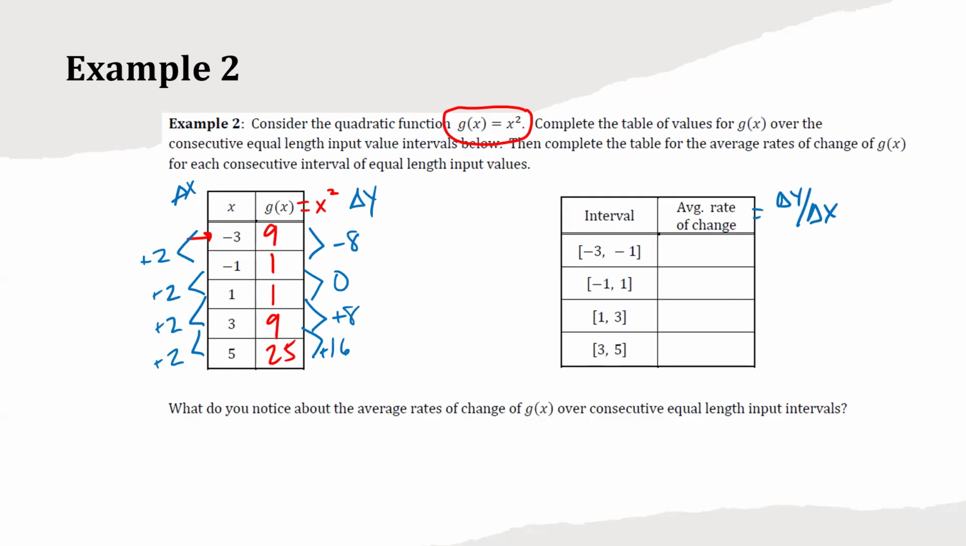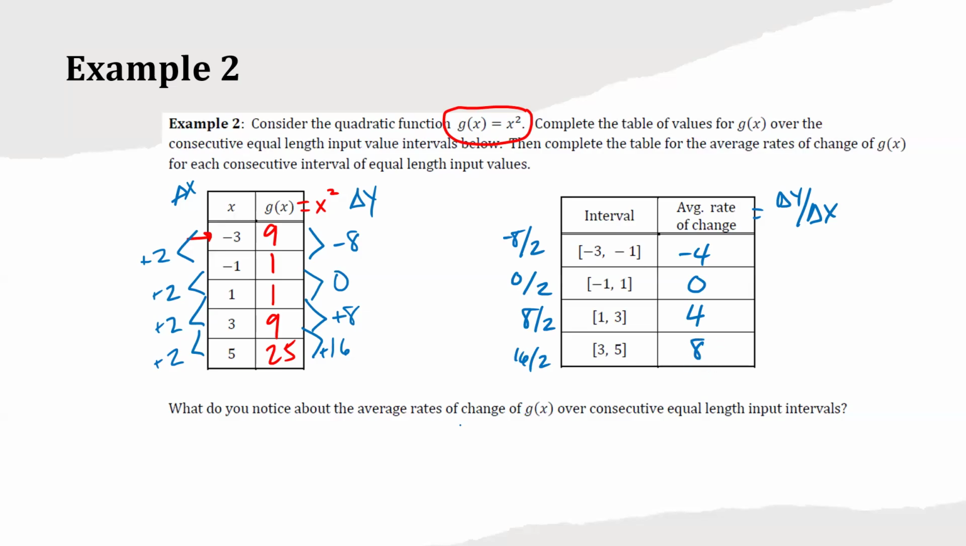Then you had to find your average rate of change. So your average rate of change from -3 to -1: looking at my change in y, which is -8, so we have -8/2, which makes my average rate of change what? -4. Yes? Looking from -1 to 1, my change in y was? And my change in x was? Which makes my average rate of change? 0. Yes? Okay. From 1 to 3, we had a change over 2, which made our rate of change 4. And then 3 to 5, we had a change which made our rate of change 8.